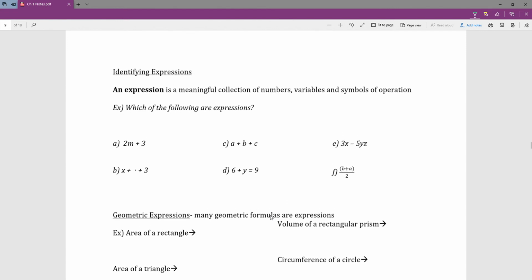All right, so in all of chapter 1, we are going to deal with expressions. Expressions are different than equations. So chapter 1 is going to be expressions.